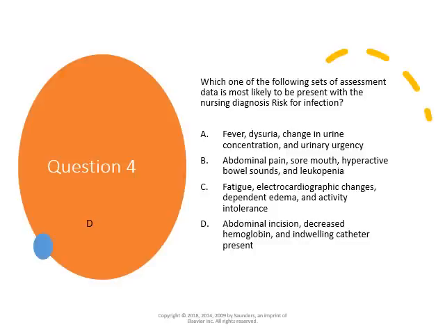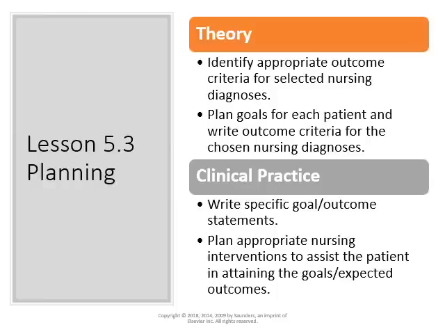Let's move on. Lesson 5.3, Planning. So again, consider your assessment, your diagnosis, now planning the care. Upon completing this part of the presentation, you'll be able to identify appropriate outcomes criteria for selected nursing diagnosis, and also you'll be able to plan goals for each patient and write outcome criteria for the chosen nursing diagnosis.